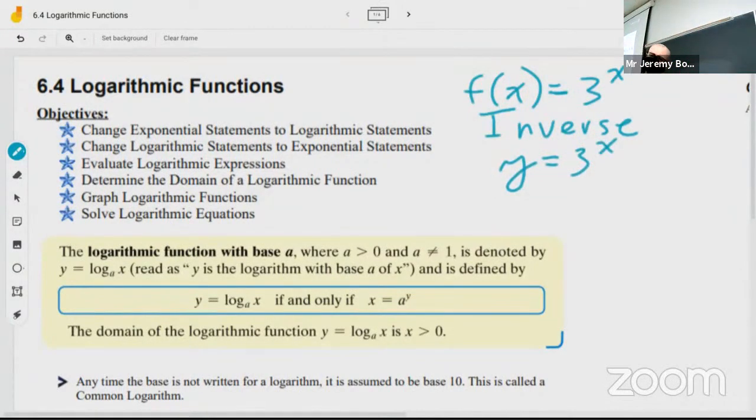And then to find the inverse, what do we do next? Anybody remember? We swap the x and y. So we're going to have x is equal to 3 raised to the y. And then what do we do? Anybody remember? We're going to solve for y. But how are we going to solve that for y?